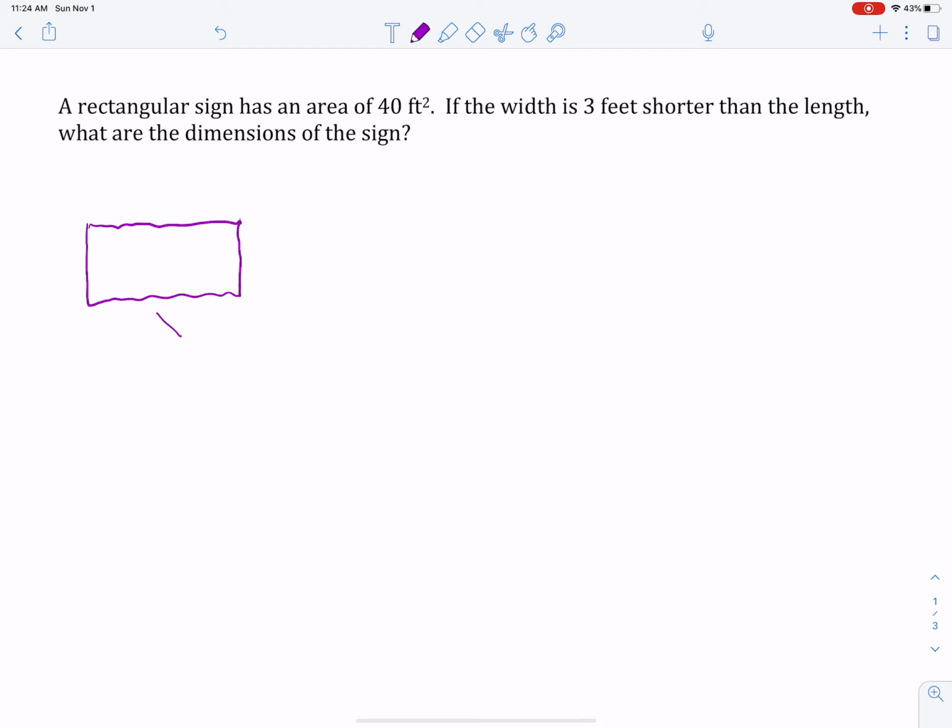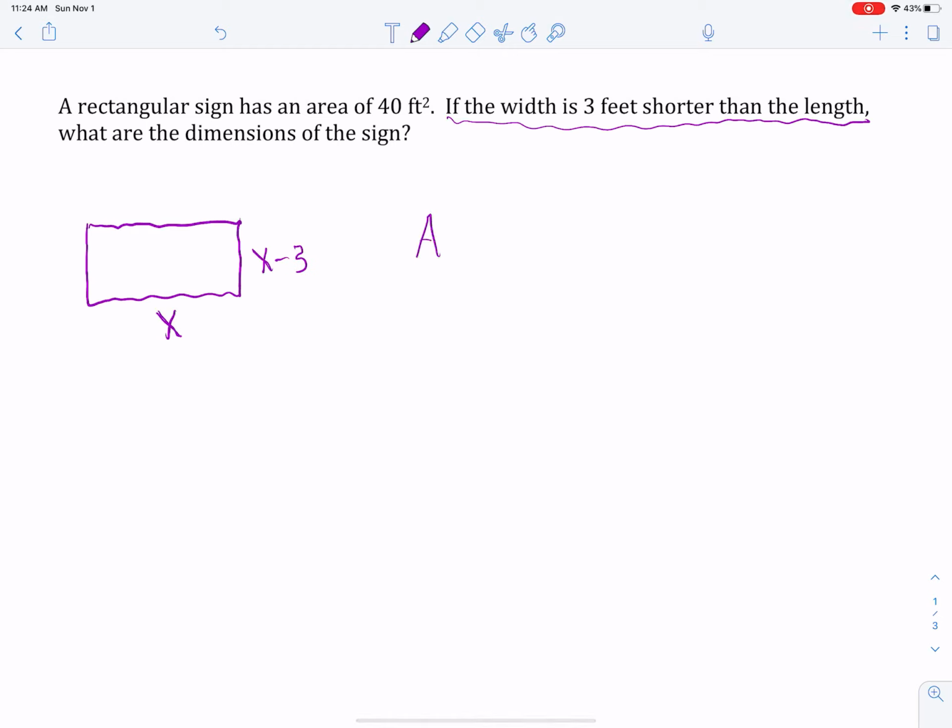We don't know what the length is, so I'll call that x. We don't know what the width is either, but it does tell us the width is 3 feet shorter than the length. So if the length is x, 3 feet shorter than that would be x minus 3.